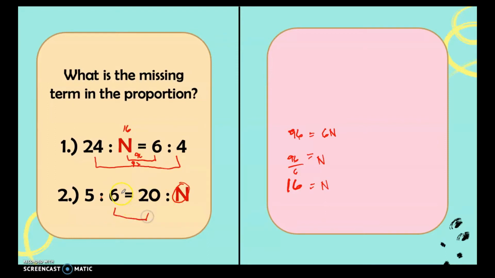This means we have 60. 6 times 20, we have 120. And 5 times n is 5n. So what we are going to do is to divide 120 divided by 5 to get the value of n, and n is 24.